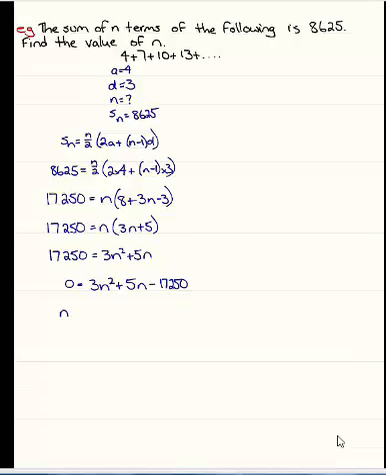Okay. What you're going to end up with is that n is either equal to 75 or it's equal to minus 76.6 repeater. But we've talked about this before. n can't be negative. n can't be a fraction or decimal. n can only be whole positive numbers because it's counting the number of terms. So what that tells me is that n must be equal to 75.